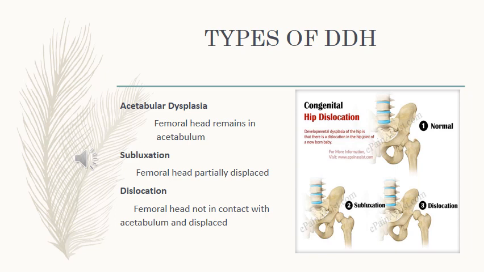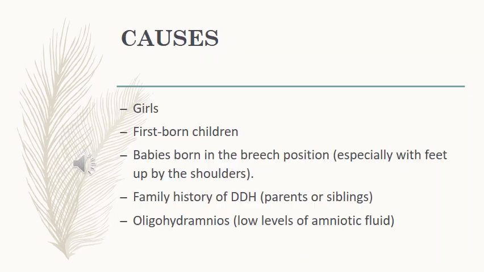Types: acetabular dysplasia, where the femoral head remains in the acetabulum. Subluxation, where the femoral head is partially displaced. Dislocation, where the femoral head is not in contact with the acetabulum and is fully displaced. Causes for developmental dysplasia of the hip: girls are more prone to DDH, as are firstborn children, babies born in breech position, and those with a family history of DDH and oligohydramnios.